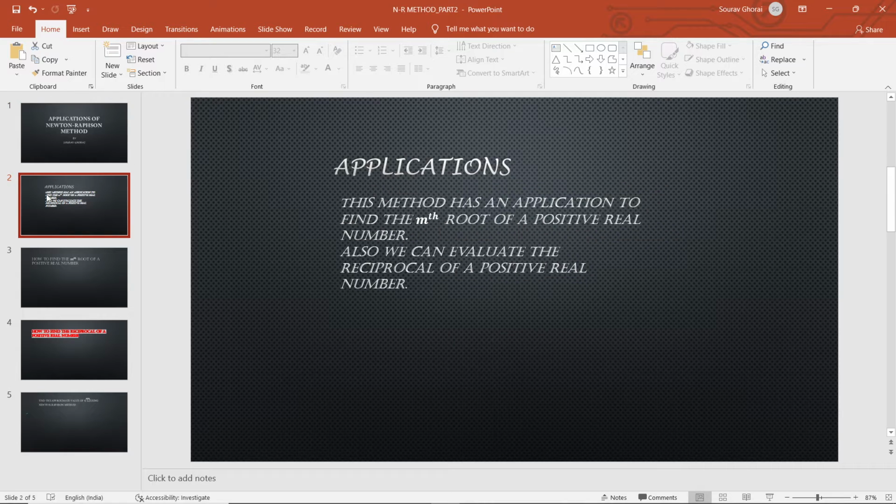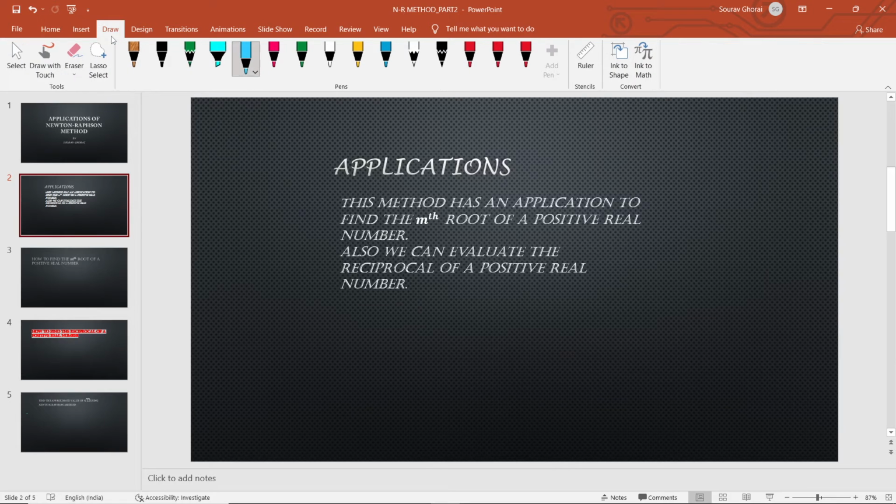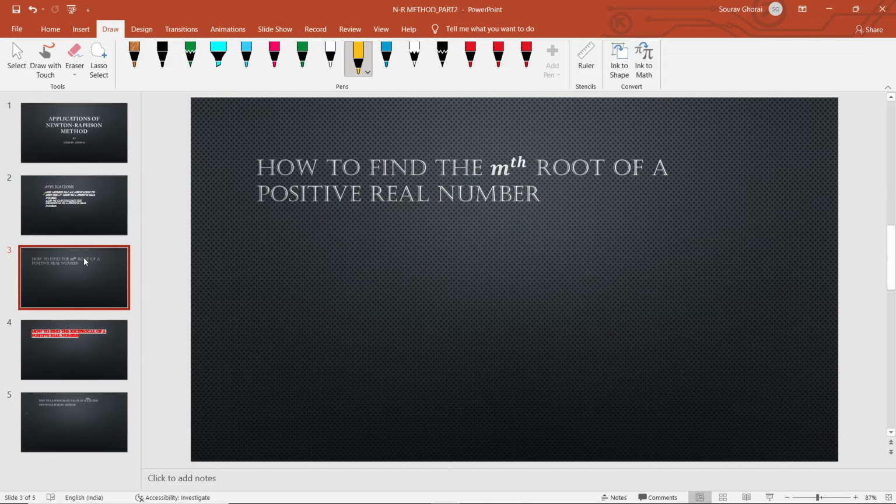Now I'm going to discuss what the application of the Newton-Raphson method is. The Newton-Raphson method can be used to find the mth root of a positive real number, and also to evaluate the reciprocal of a positive real number. First, I'm going to discuss how we can find the mth root of a positive real number. Let's see how we can find it.